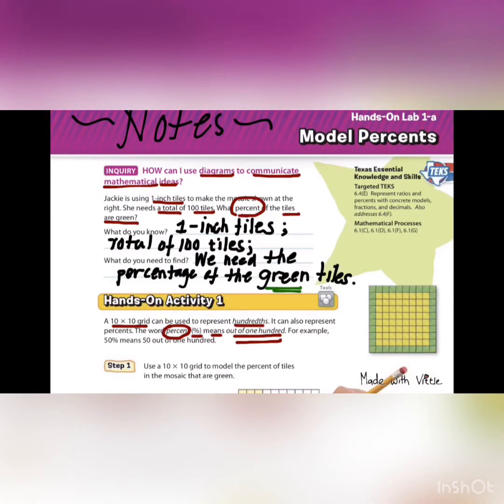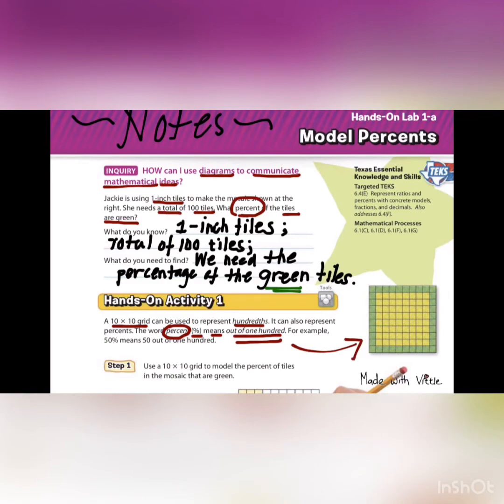Now the diagram that will help us is the hundreds grid. A 10 by 10 grid can be used to represent hundreds. It can also represent percents. The word percent means out of 100. For example, 50% means 50 out of 100. Just like the picture on the right side.